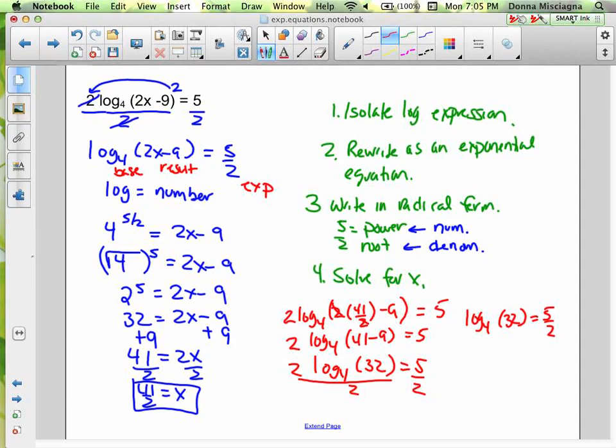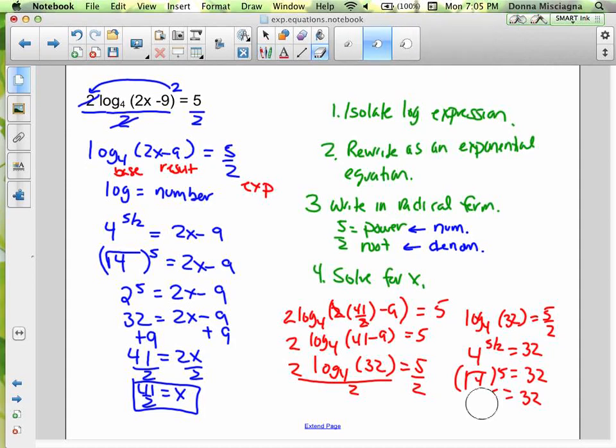All right, so if we want to evaluate, we just think, hey, does that work out? Does 4 to the 5 halves equal 32? In other words, does the square root of 4 to the 5th power equal 32? Well, the square root of 4 is 2, and 2 to the 5th power is indeed 32. And that looks like 25, but that is 2 to the 5th power. My exponent's too big. All right, so you can see that checks out.